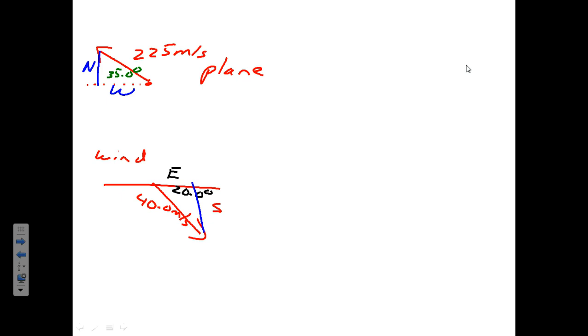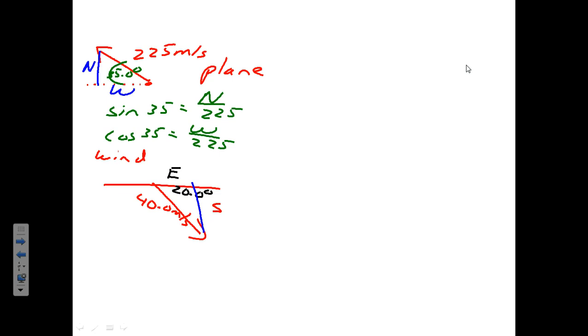So we're going to use sine and cosine to do this. So let's start up here on the top. Remember, this is the 35-degree angle right here. So to find that north component, we're going to use sine. We're going to say the sine of 35 equals our north component, opposite over our hypotenuse. And to find the westward component, we'll use cosine. Cosine of 35 is the adjacent component over the hypotenuse, 225.